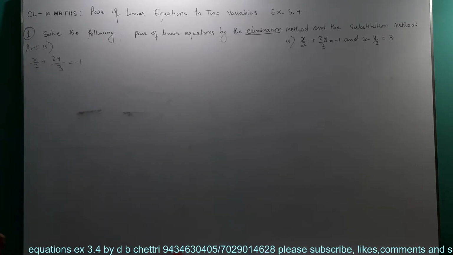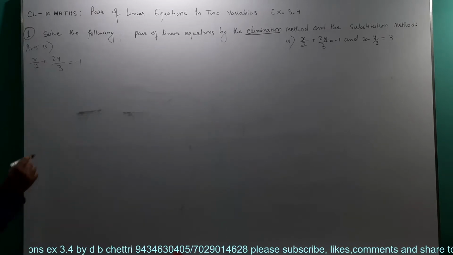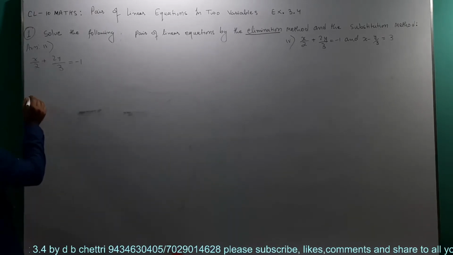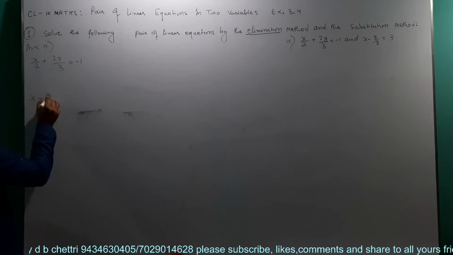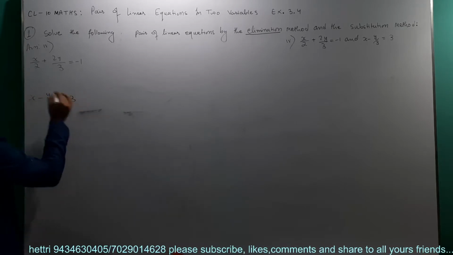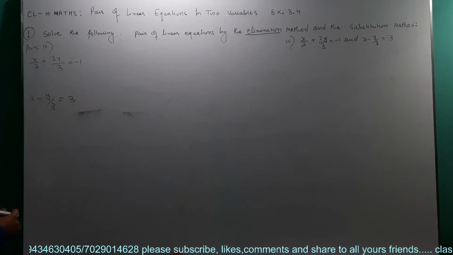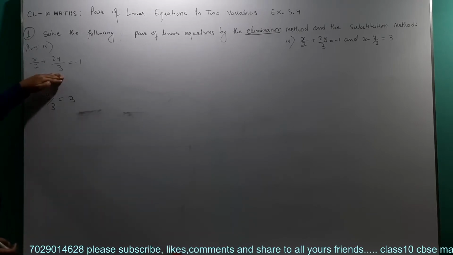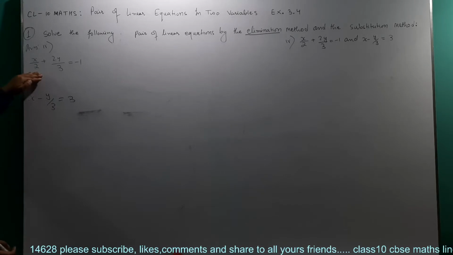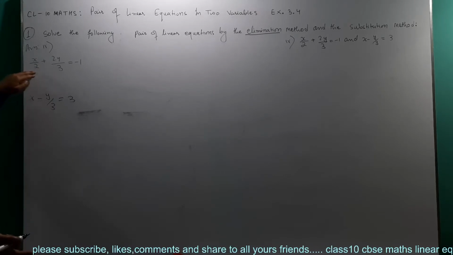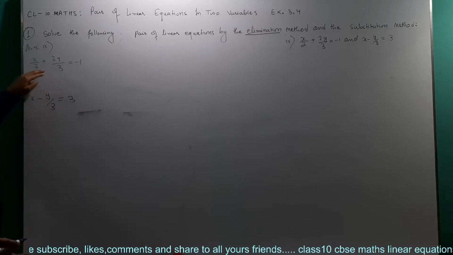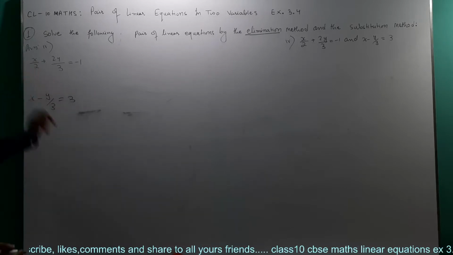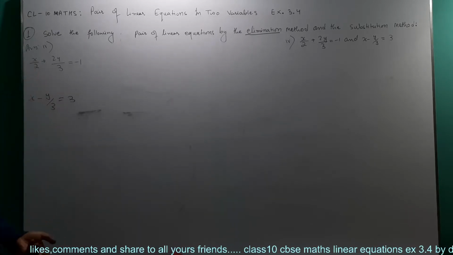Okay, let me write another equation also. Another equation is x minus y by 3 equals 3. If you want to remove the denominators to convert into simple form, just take the LCM of these two. What is the LCM of 2 and 3? LCM of 2 and 3 is 6.